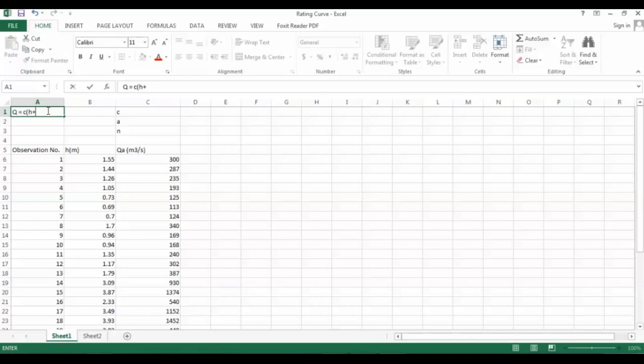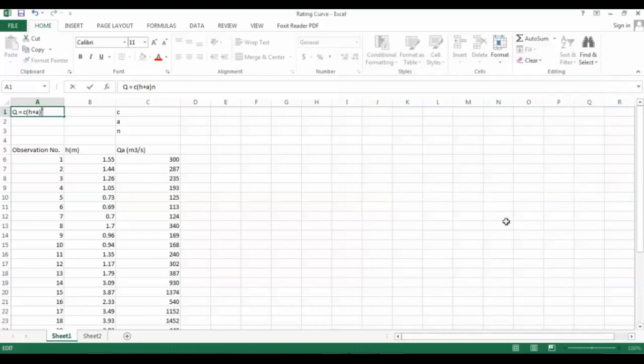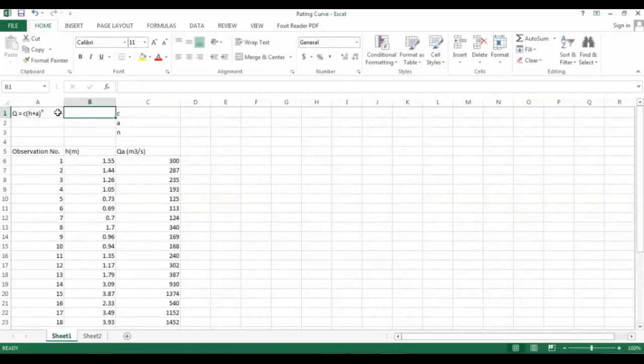Q = C (H + A) raised to N, where C, A, and N are constants that we can randomly assume and iterate to find the optimal ones. So you randomly assume them with certain values. Then depending on these assumed values, we will calculate discharge, which is Q estimated, in meter cube per second.